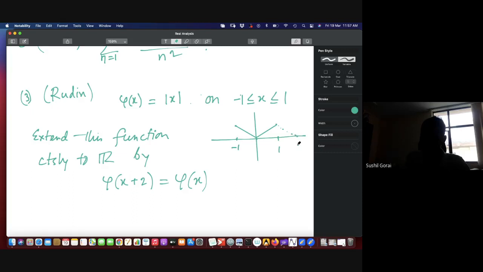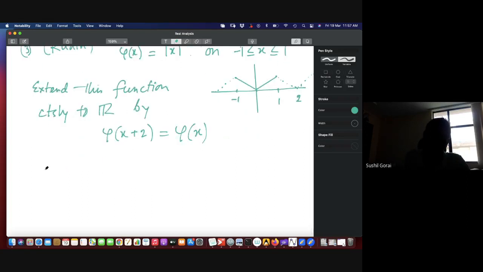This is 2. So 0 and 2 will have the same value. Something like that. And similar here. Okay. You see this condition means like this. This will have the same value. This will have the same value as well. Right? So x plus 2 is equal to phi of x.